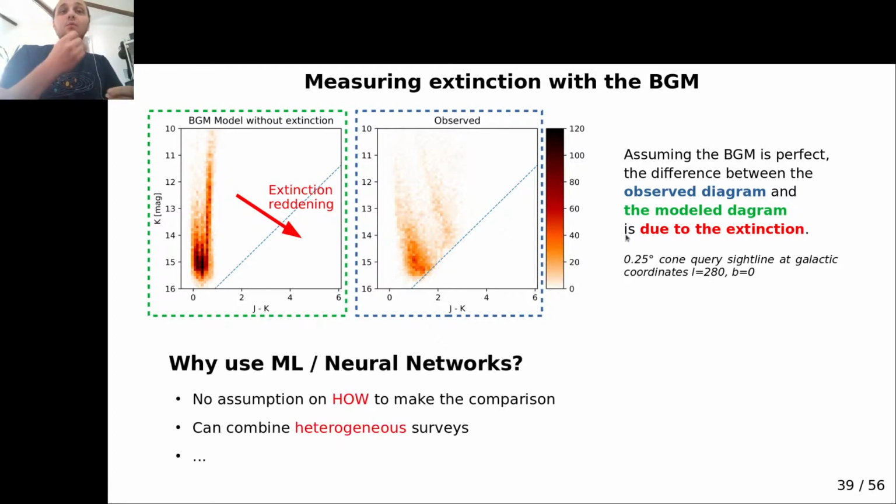And the question is why we want to use machine learning to perform this comparison. The first reason is that it allows us to have no assumption on how to make the comparison, while many other approaches have to construct a comparison method. And it allows us to combine heterogeneous surveys, and I will come back to that later when I talk about Gaia as well.